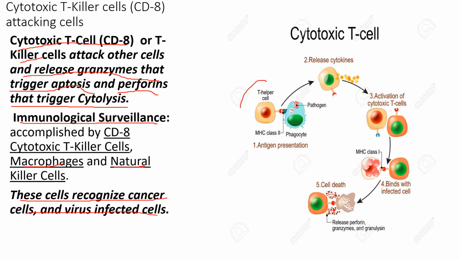So here is a T helper cell, okay? And this is a pathogen of a phagocyte being engulfed and incorporating on its surface as an MHC. The T helper cell takes that on and now becomes an activated T helper cell. It's going to release cytokines, which can activate T cytotoxic cells. And as it activates a T cytotoxic cell, it will go after that same protein, and it's going to attack it and destroy it.